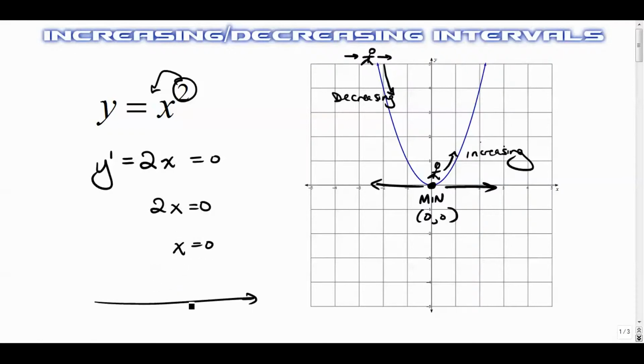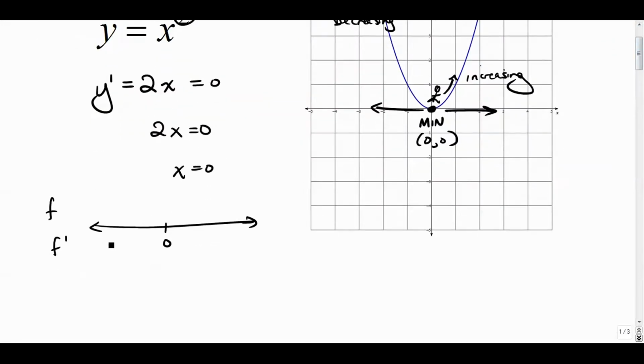And we just write this function test. The way that I set it up is I put that x value right here on this number line, and I say, all right, let's test something to the left of 0, and I plug it into my derivative.